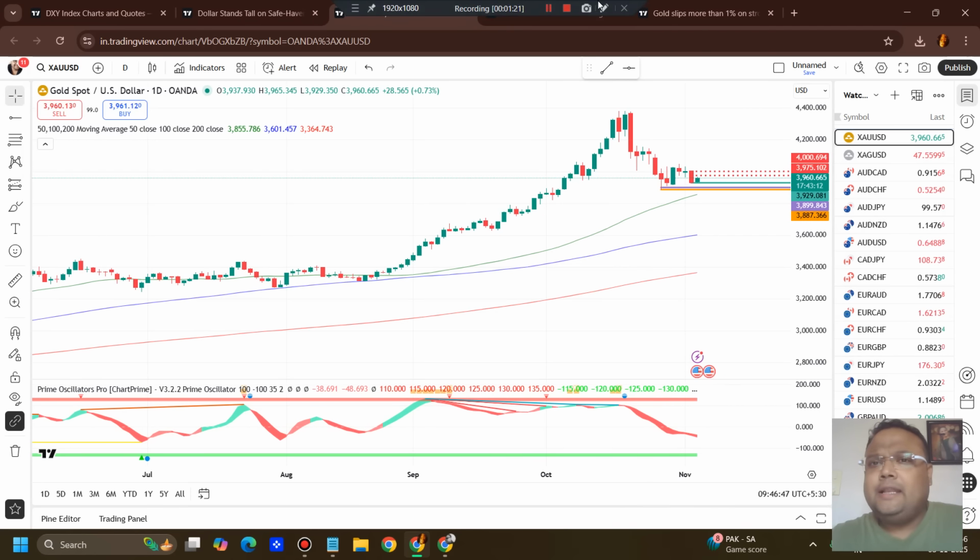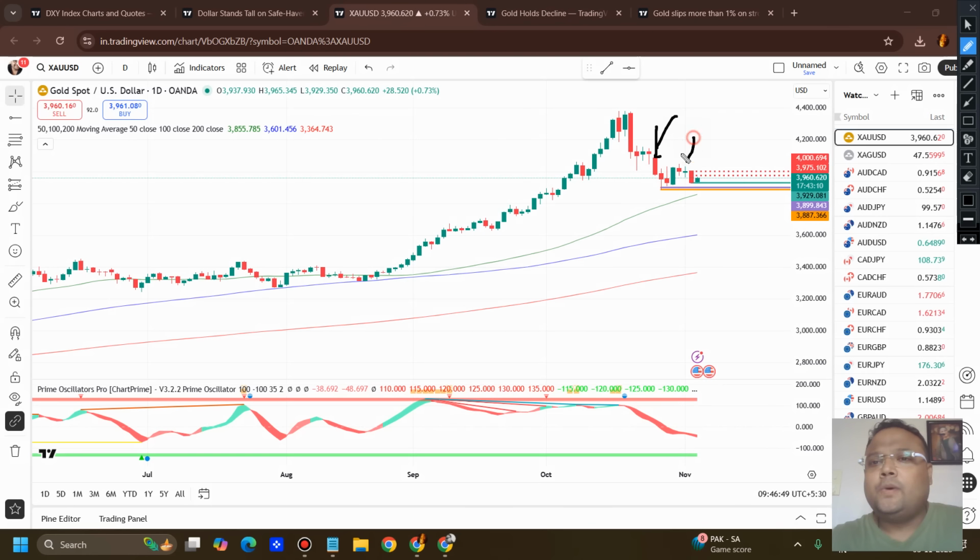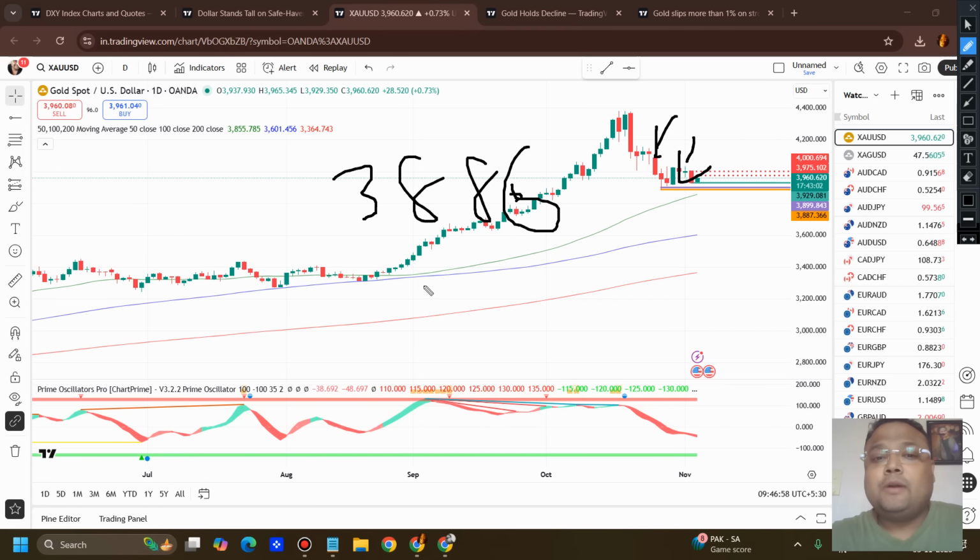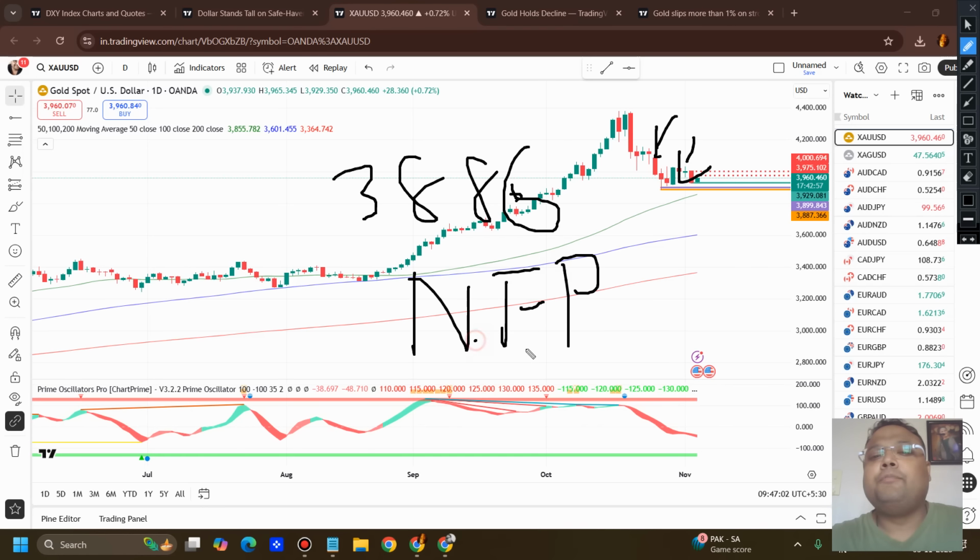On the daily chart, technically, yes, we can see the market has formed lower highs here. So there is an indication, or a possibility, that the market may go below 3886 because of the lower highs. But we should not forget that this is NFP week. NFP, non-farm payroll, is an event that can change the direction of the market. So till NFP, there is a possibility that the market may not go for new highs and lows, and may remain like this. So trading opportunities will be limited.